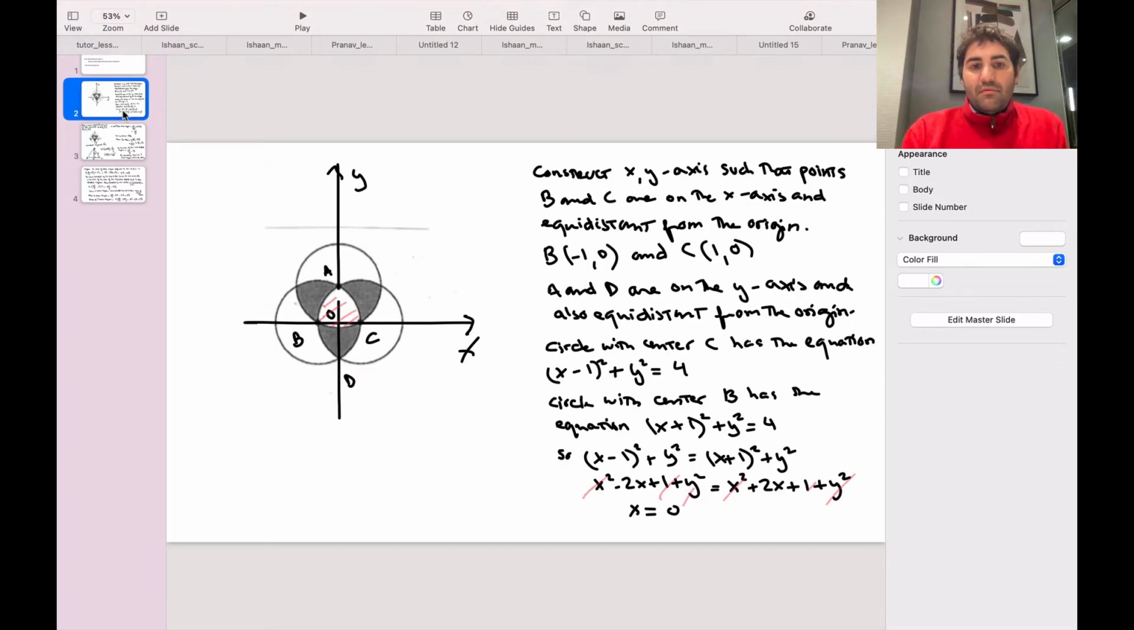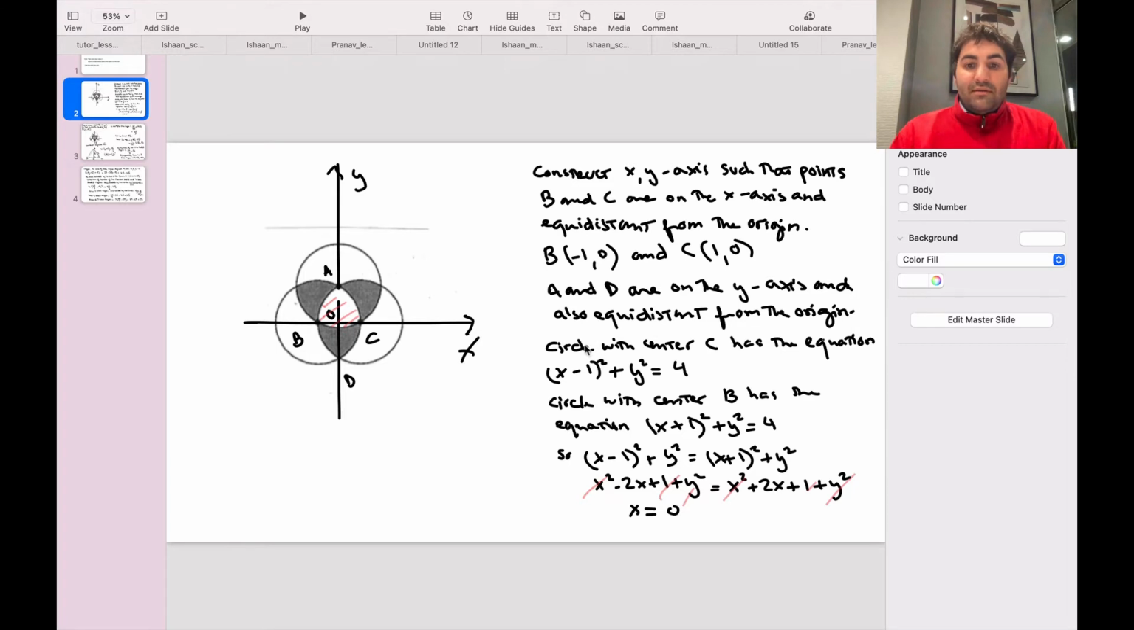So how I set up this problem is I constructed an x and y axis such that points B and C are on the x-axis and equidistant from the origin. So O is the origin right here. So we know that the length of segment BC is going to be equal to 2 because that's the radius of the circle of center C. And therefore, by symmetry, point B is going to be 1 unit away from the origin and C is going to be 1 unit away from the origin. So B is going to be at the point -1, 0, and C is going to be at the point 1, 0. A and D are on the y-axis and are also equidistant from the origin.